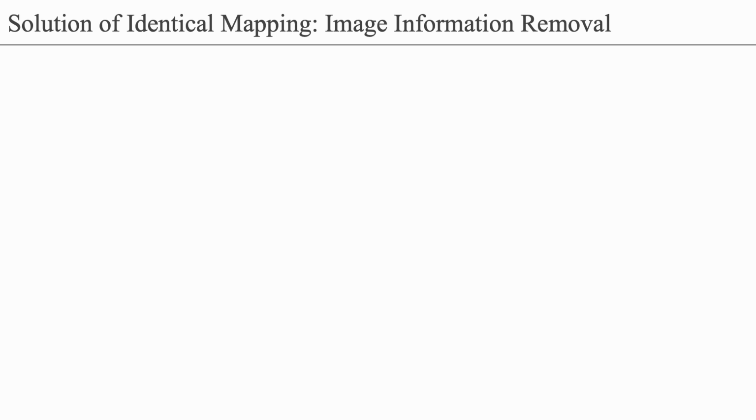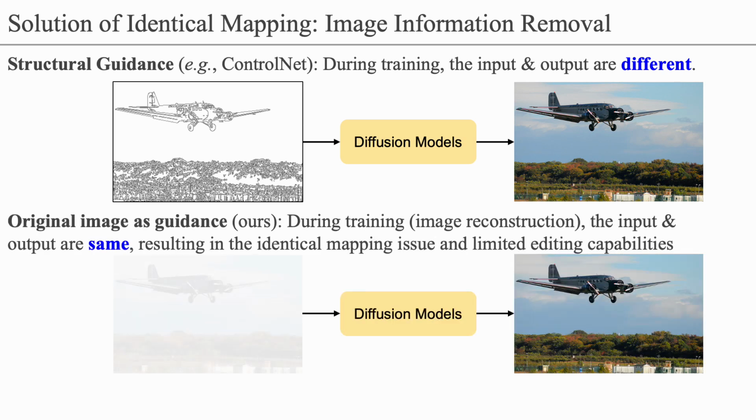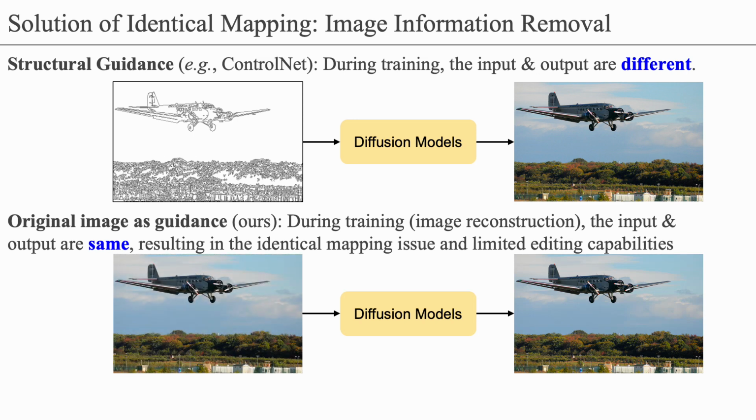In this slide, we use a specific example to demonstrate what identical mapping is. When using a structure map as guidance, the input and output of the model are different. However, if we introduce the original image as guidance, the input and output are exactly the same, and the identical mapping can perfectly optimize the training loss. In this case, the model learns nothing except mapping the original image to the output.